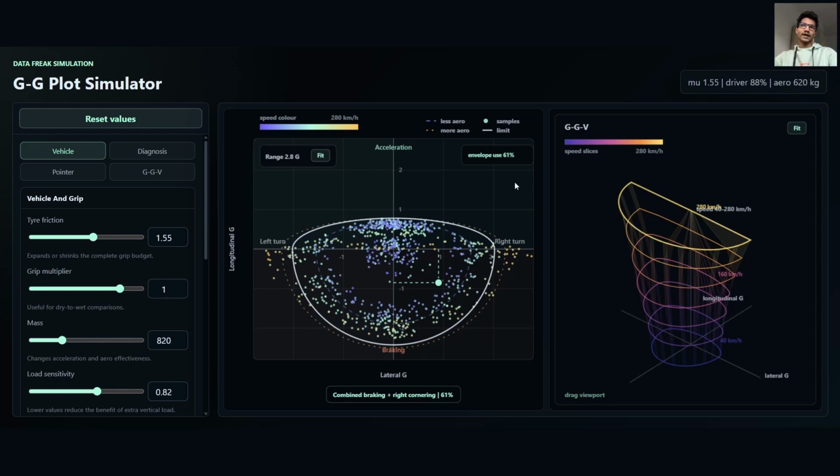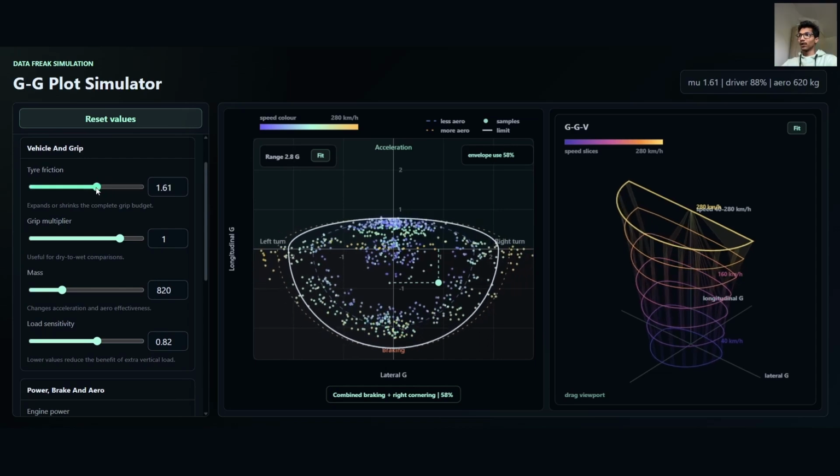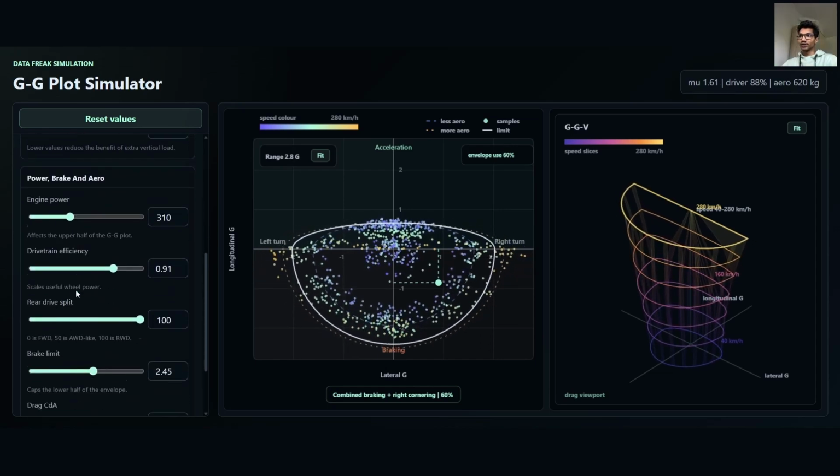It's not a full vehicle dynamics model. In this simulation, we have some important controls for us to play with. The simulator uses inputs like tire friction, vehicle mass, a simplified powertrain model, and a front to rear drive split.